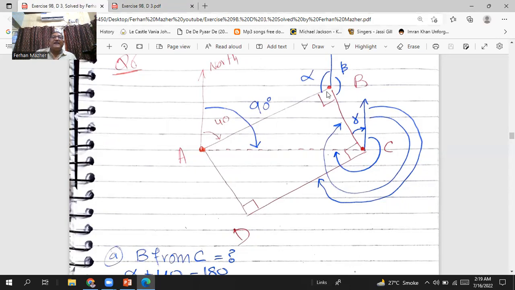The B point is here. This is the B point. This is the C point. So the north is on C. From here you go clockwise to the line CB. So we are interested in finding this angle. For that, I will find alpha, then I will find beta, then I will find gamma.